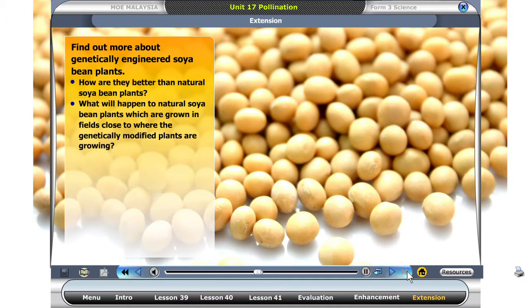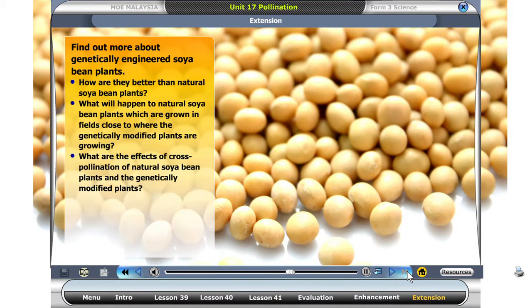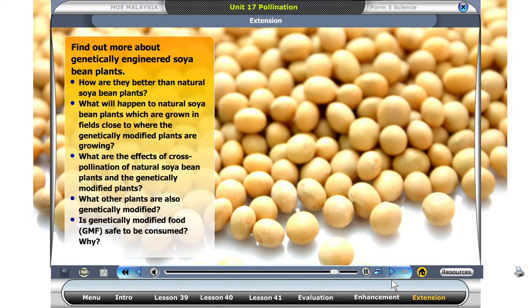What will happen to natural soya bean plants which are grown in fields close to where the genetically modified plants are growing? What are the effects of cross-pollination of natural soya bean plants and the genetically modified plants? What other plants are also genetically modified? Is genetically modified food, GMF, safe to be consumed? Why?